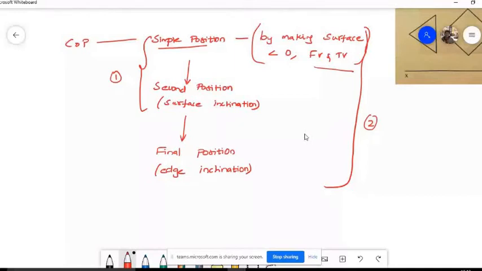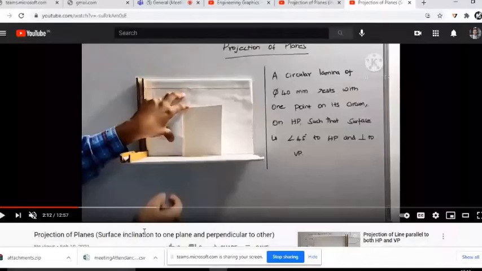I'll explain how to draw that. Do you have any doubts in the basics? No, sir. Okay, this is the problem I'm going to discuss. A circular lamina of diameter 40 mm rests with one point on its circumference on HP such that the surface is inclined at 45 degrees to HP and perpendicular to VP. Draw its projections.